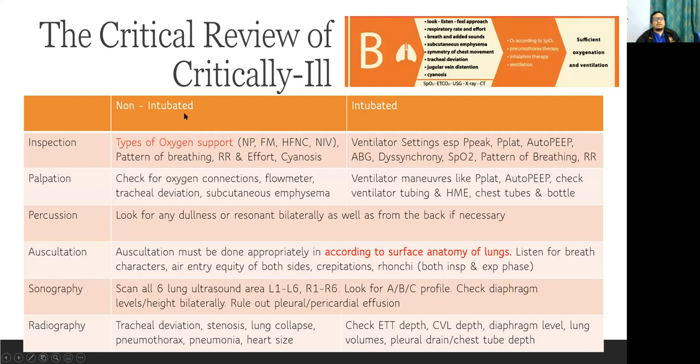Okay, moving on to B, the breathing part. So after airway, you have to assess the breathing of the patient. As usual, when you went to medical school, you did inspection, palpation, percussion, auscultation, and the new one is sonography. As an ICU doctor, it's very essential, you have to know about sonography, how to do ultrasound, and radiography as well. This is essential as an ICU doctor.